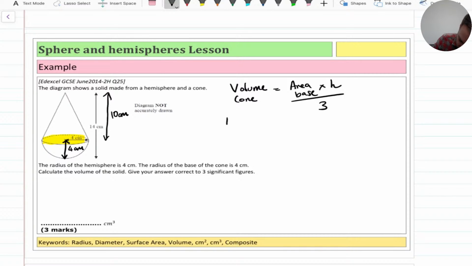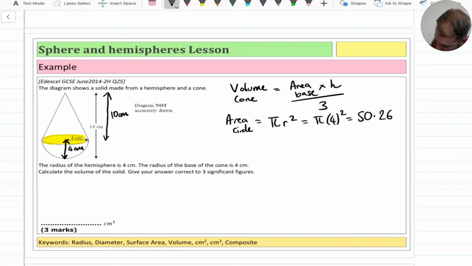So my area of the circle is equal to pi times by r squared. R in this case is 4. So it's going to be pi times by 4 squared, which is equal to 50 point, now I'm going to do it to a few decimal places first, 265 centimetres squared.